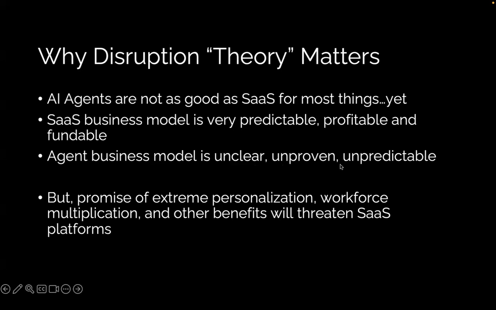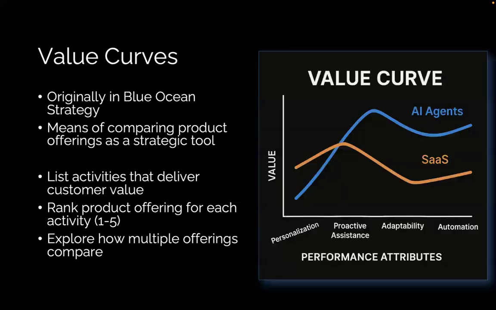Obviously, it's unproven. Although some of these folks out in Silicon Valley, like Replit and Lovable and so on, are making an awful lot of money, it's also unpredictable. So we don't know if they're all going to be disrupted in a year. The fact that some of these companies have gone from $0 to $10 million a year in a year is unheard of, but we don't know if they're disruptible themselves. But the promise of extreme personalization, workforce multiplication, getting more out of each person, and other benefits are going to threaten SaaS platforms. It's early, but you're going to hear this. You're going to see this, whether it happens in construction or elsewhere. You're already starting to see it.